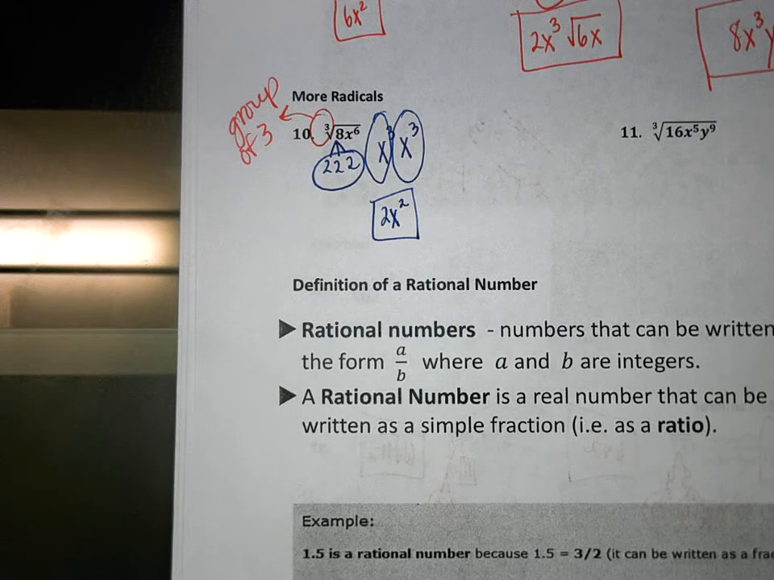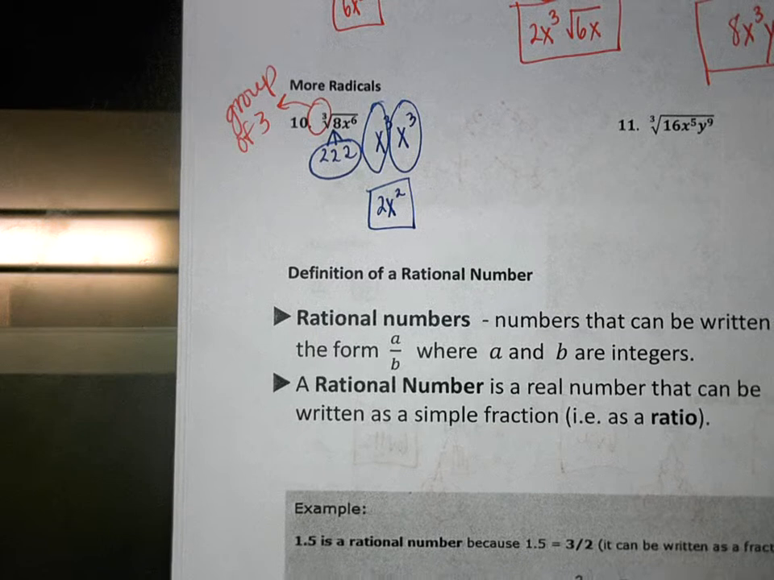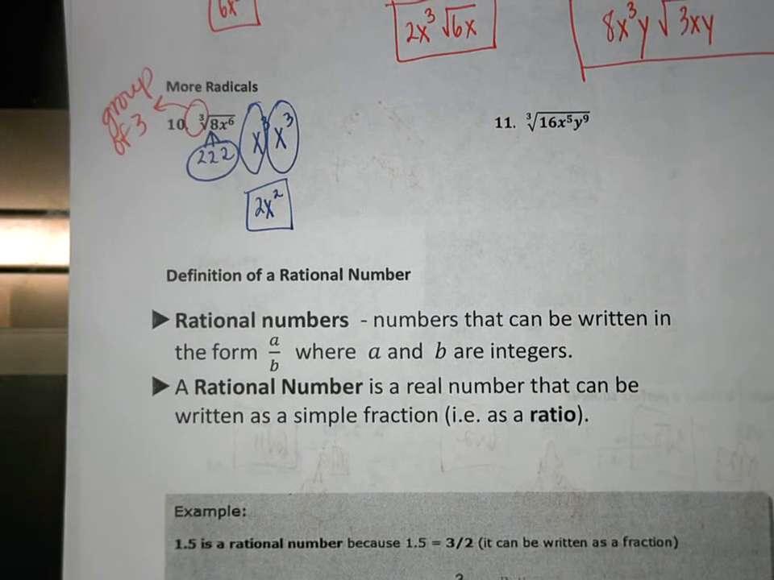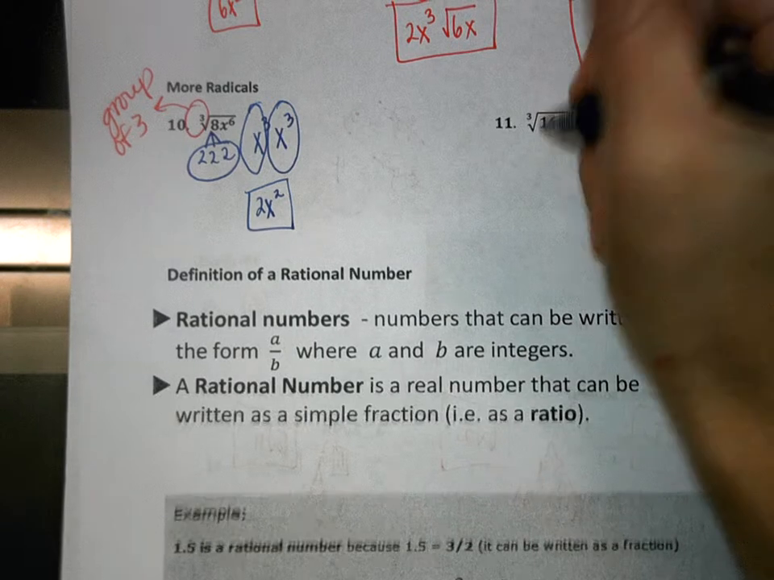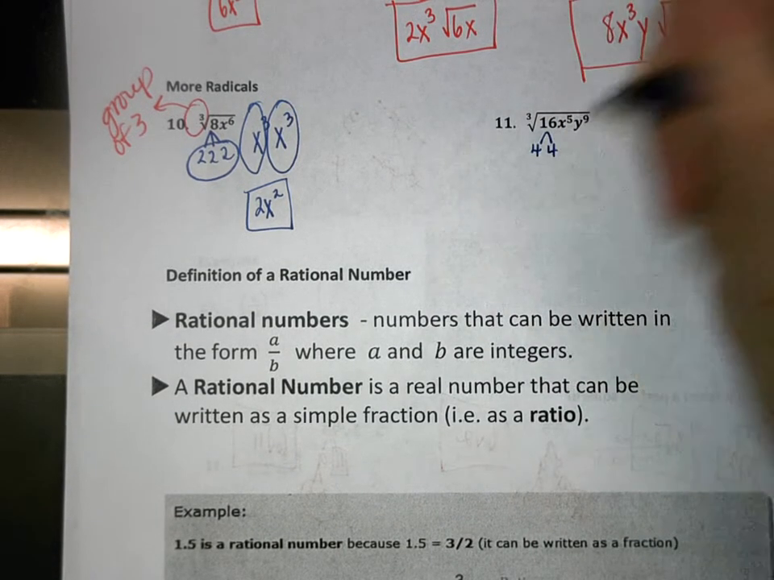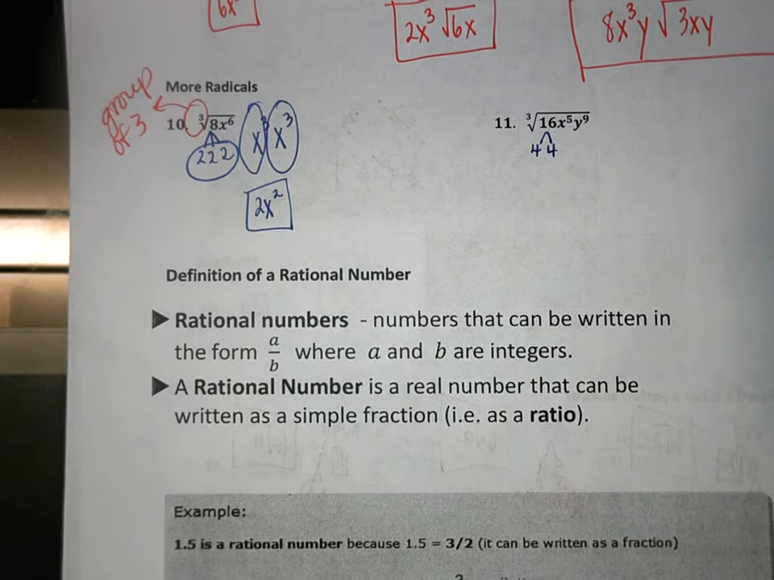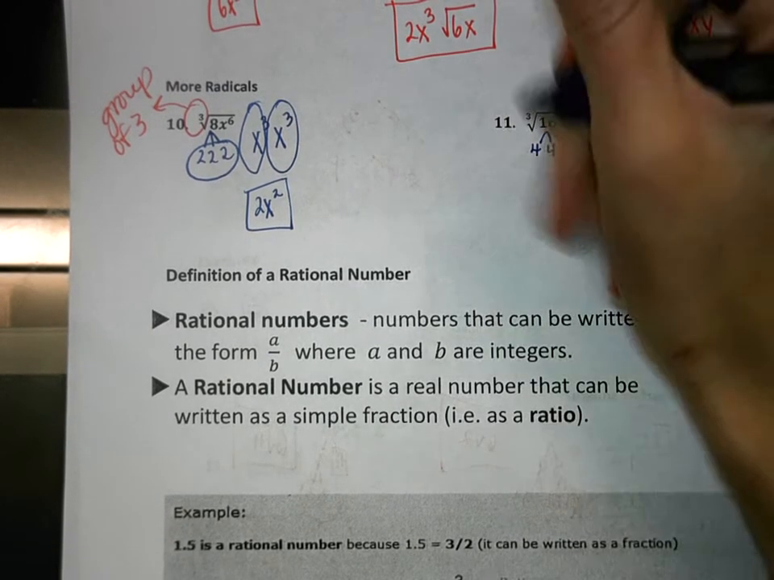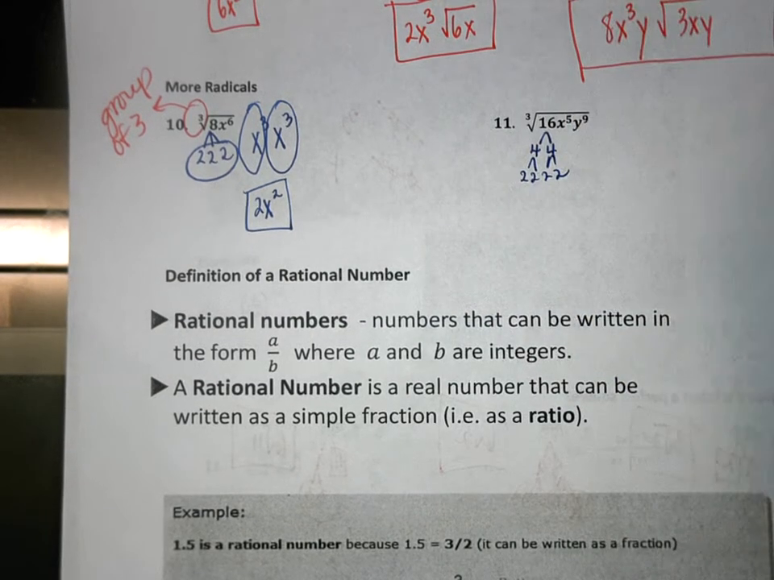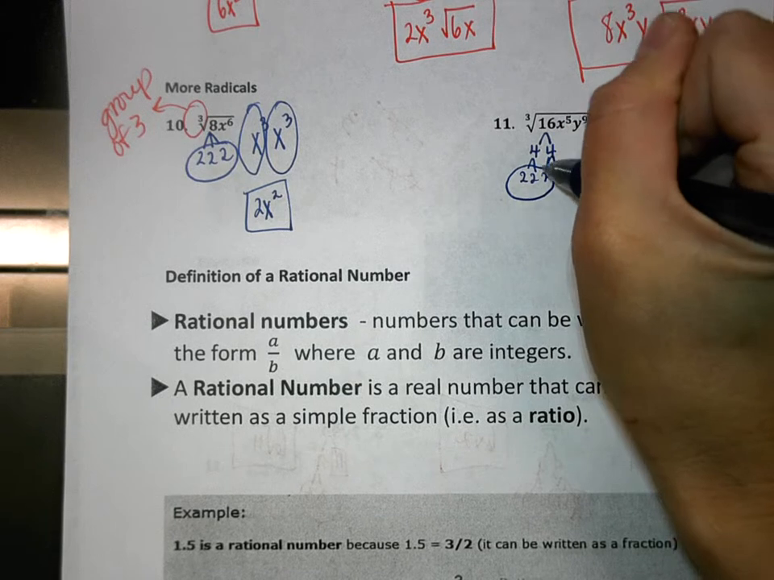So number 11. What do we notice about number 11? It's cubed, so that means I need how many for a group? 3. Okay, how can I break 16 down? Either way, 8 times 2 or 4 and 4. I'm going to go 4 and 4 right now. But that's not helpful because I need 3. So that's 2 and 2 and 2 and 2. So I have 3 2s and 1 left over.